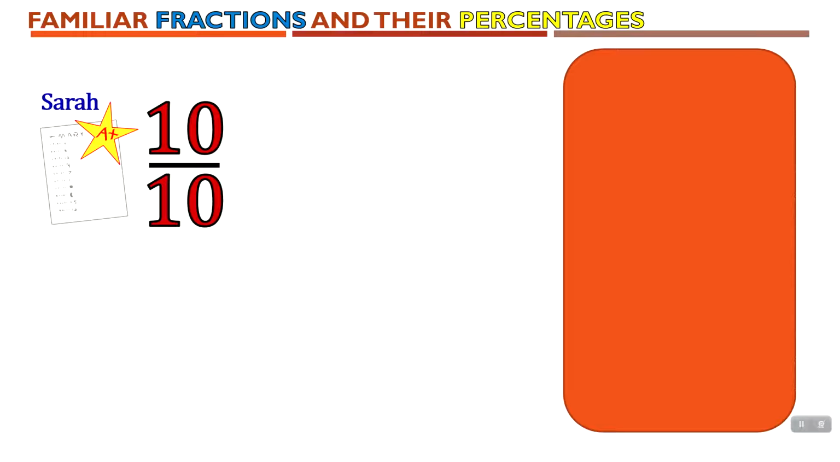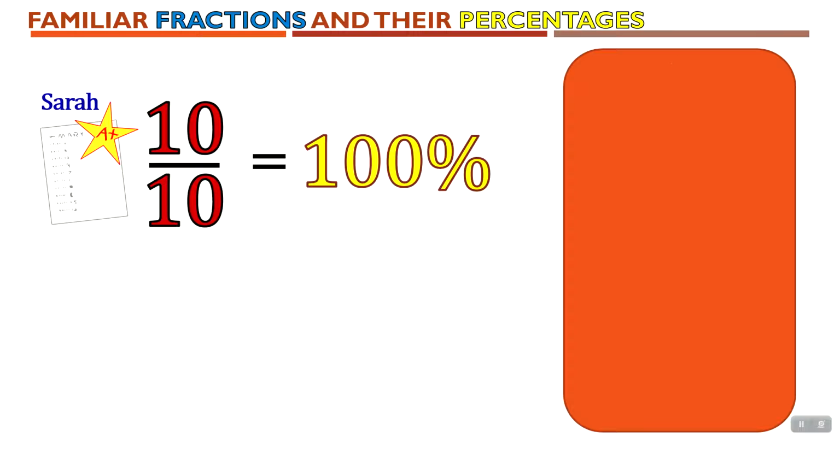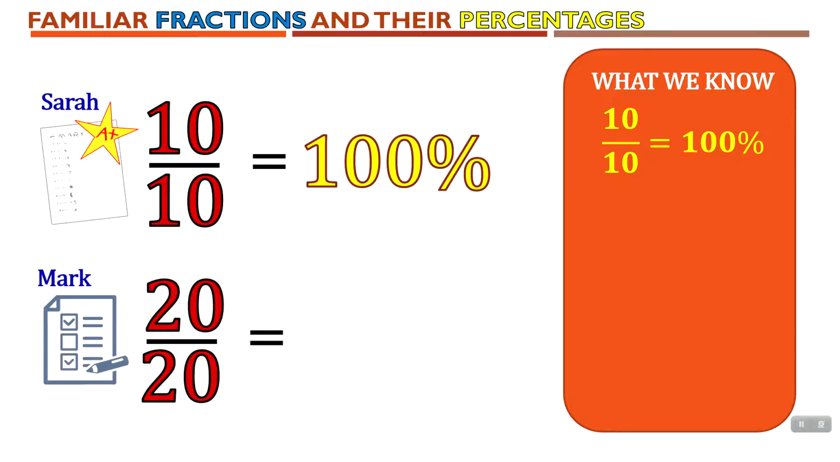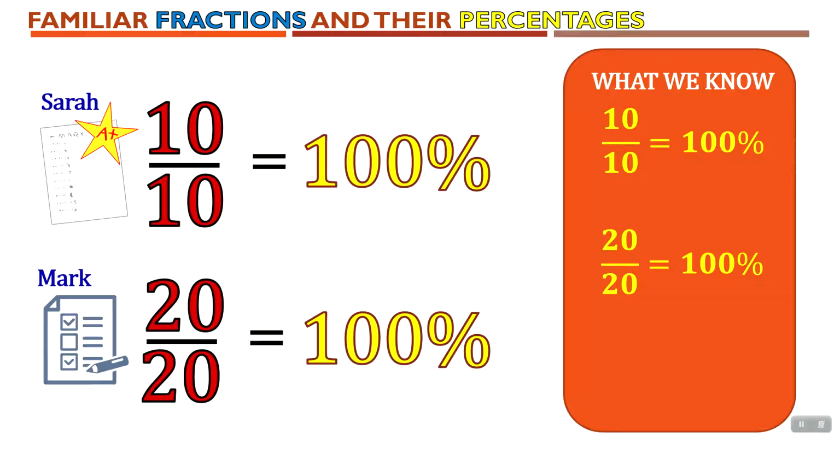Sarah said she got 10 out of 10 on her test, and said that she got 100%. Let's write down the facts that we know. We know that 10 out of 10 is 100%. Mark, on his test, got 20 out of 20, and he said that he got 100%. Let's write that in the facts that we know. 20 out of 20 equals 100%. So which is correct? 10 out of 10 is 100%, or 20 out of 20 is 100%. Can they both be 100%? Who is correct?